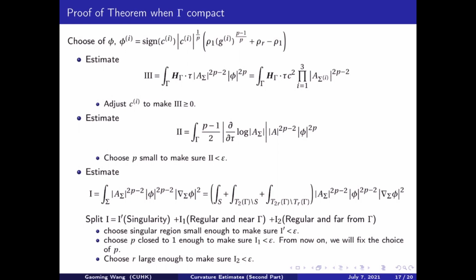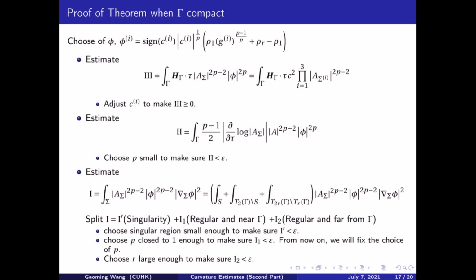as p goes to 1. Then the integration will converge to 0. Hence, we can choose p close to 1 to make sure the integration is sufficiently small. From now on, we can fix p greater than 1.